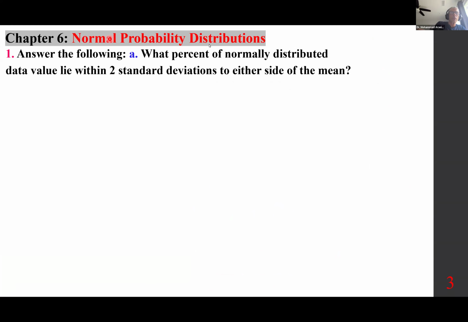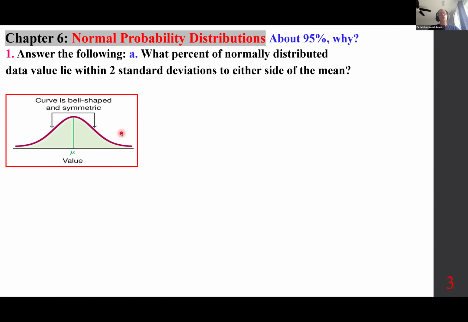So we are dealing with chapter 6, normal probability distribution. The first question, answer the following. Part A, what percent of normally distributed data values lie within 2 standard deviations to either side of the mean? The answer is 95%. We want to discuss this further as to why and so on.